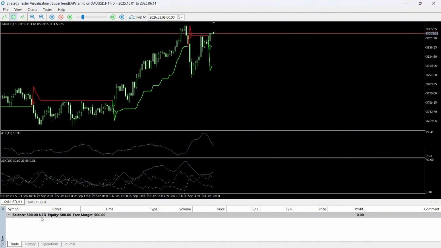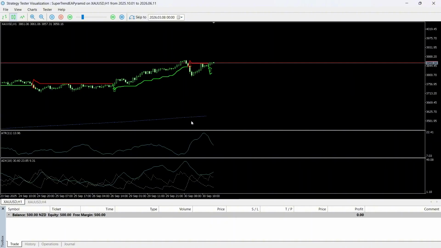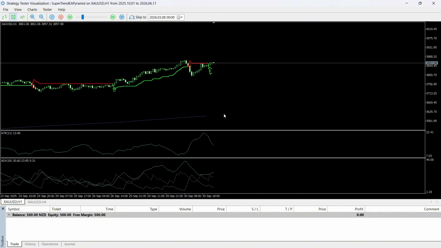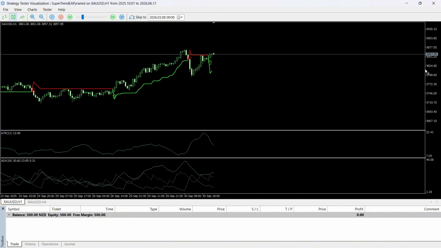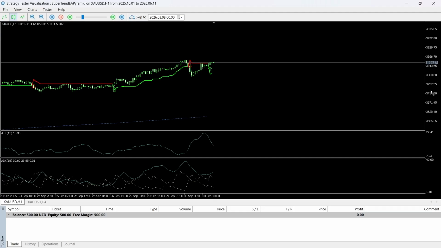As you can see here, the starting balance is $500 New Zealand dollars. It doesn't matter, that could be US dollars. What this EA has is a 200 moving average for the main trend, based on the H4 time frame. It uses the H4 200 EMA, and then the SuperTrend for the actual signals it takes. It'll only take buy signals if price is above the 200 moving average, and sell signals only when price is below it.